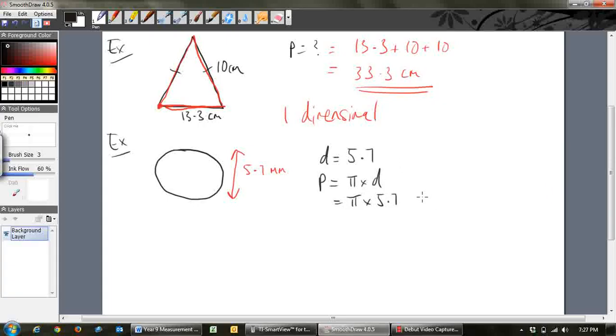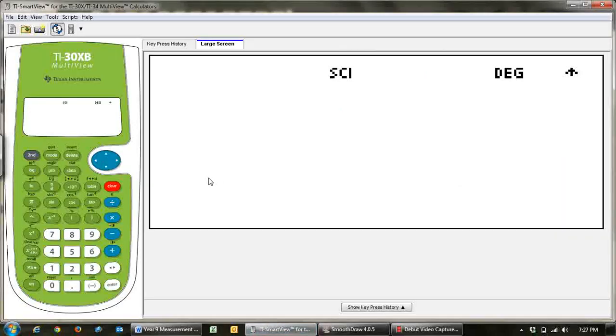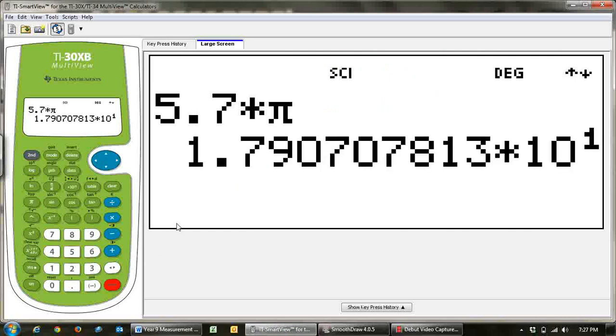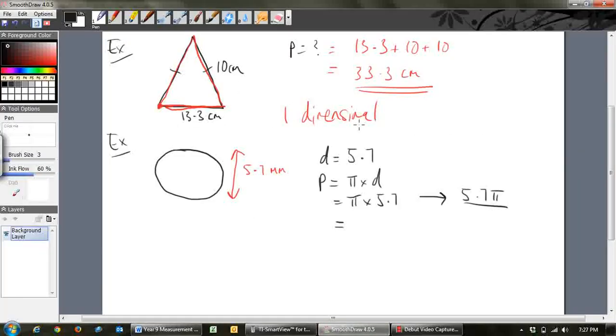Now just a note here, if you were to do this in year 10, you would just say 5.7 pi, and that would be your answer. In year 9, or if you're asked for an approximate, then just do this on your calculator. So 5.7 times pi, enter, and it gives you your answer there. I must have it in scientific mode, but anyway, that is 17.9. So the answer there is 17.9.